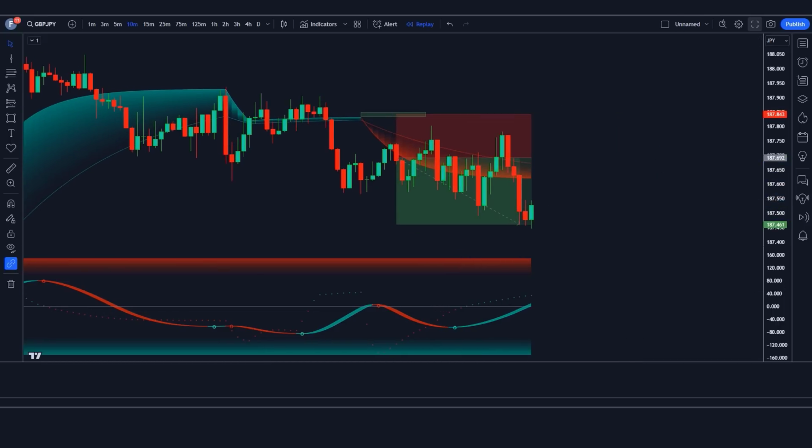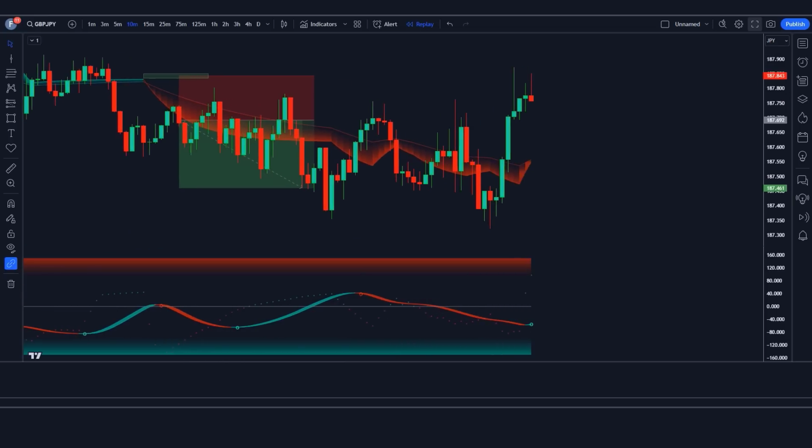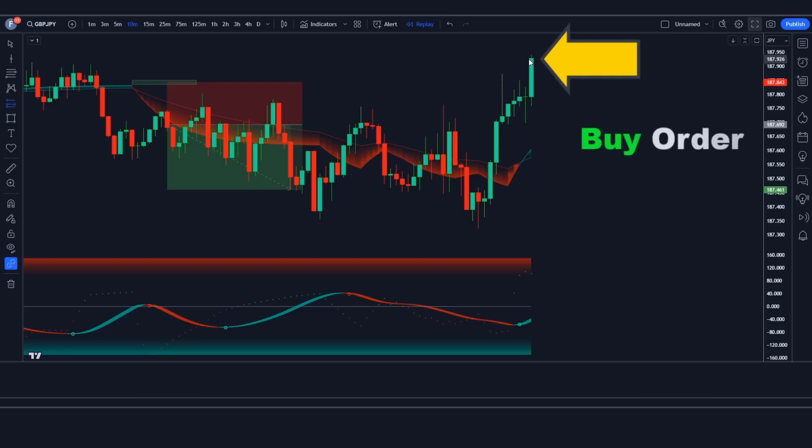Let us now understand the long position. When the liquidity indicator gives us a green area buy signal, when the median proximity indicator shows green area, and when the market forms a bullish candle, if this condition is fulfilled, then we will place a buy order.